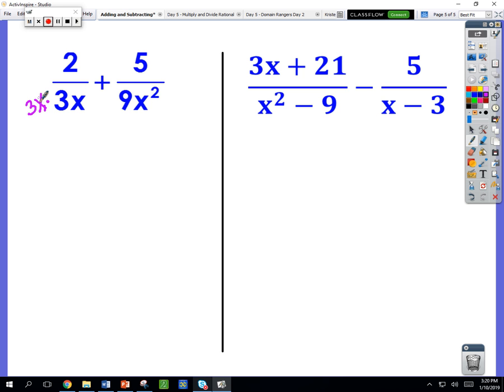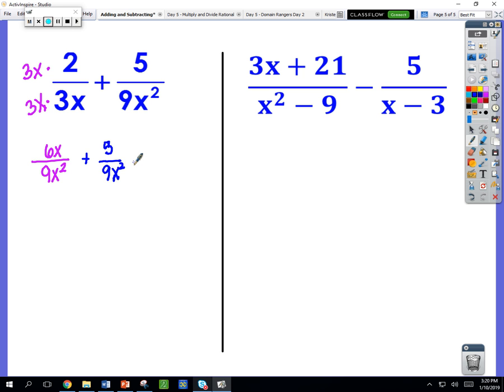But don't forget, what you do to the bottom of the fraction, you also have to do to the top. So I get 3x times 2, which makes this term 6x. And then I get 3x times 3x, which is a 9x squared. And again, I don't have to change this because now if I leave it the same, these already match.